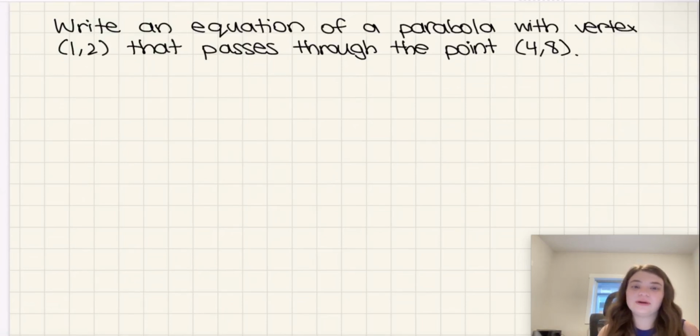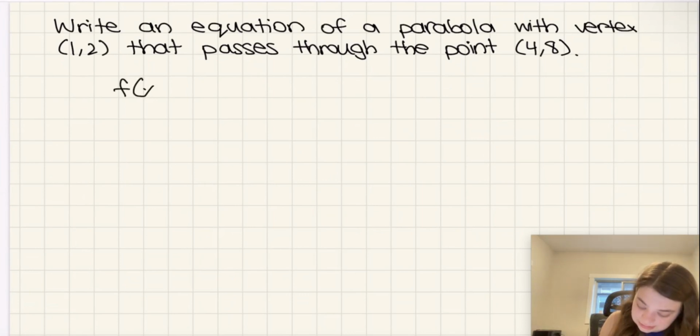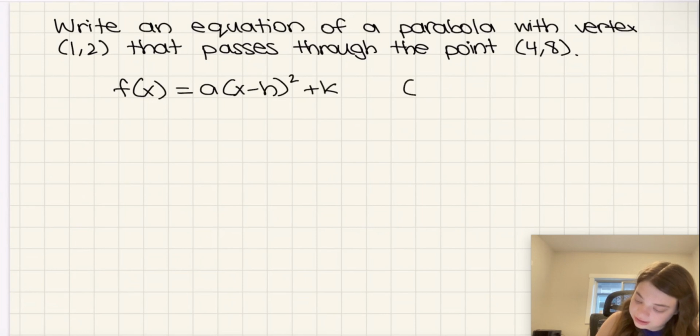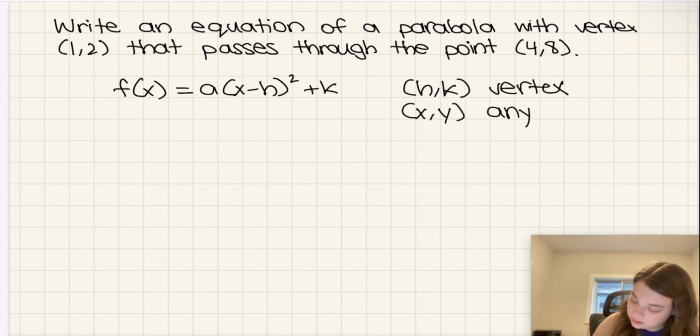So today we're going to write an equation of a parabola with vertex (1, 2) that passes through the point (4, 8). So recall that the vertex formula for quadratics in general is f(x) = a(x - h)² + k, where (h, k) is the vertex and (x, y) is just any point on the function.